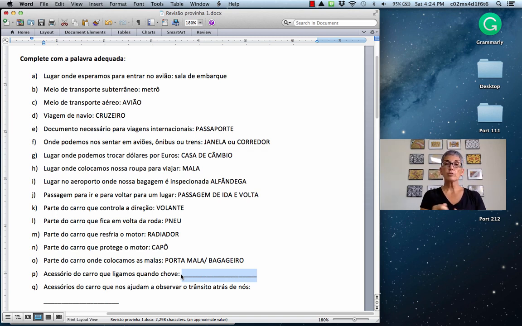Acessório do carro que ligamos quando chove. So, accessory, car accessory we turn on when it rains. So, what is it? Limpador de para-brisa.